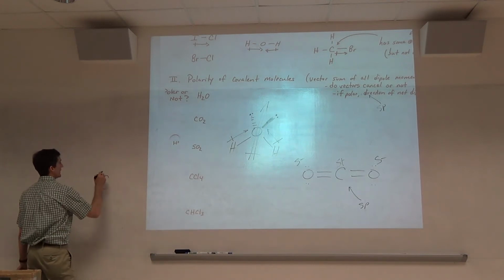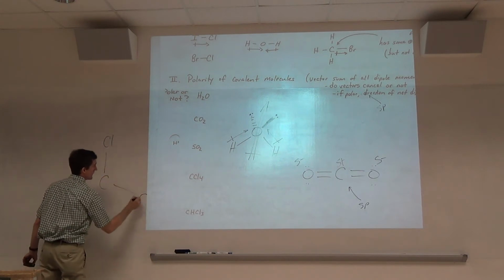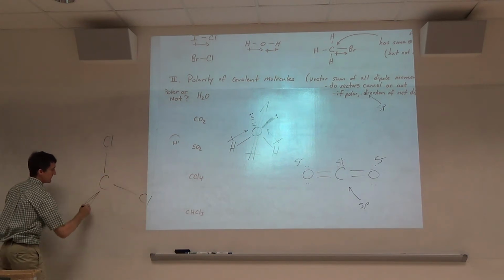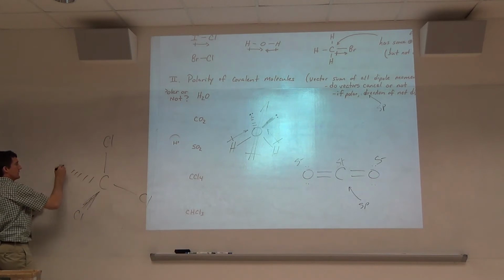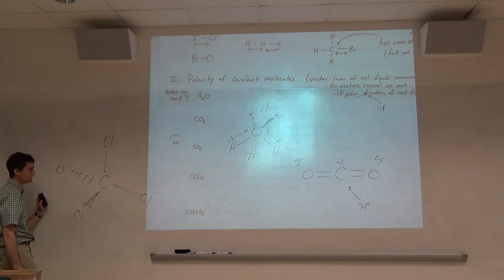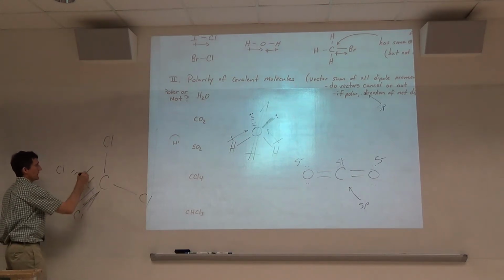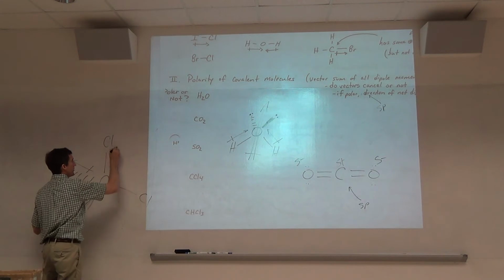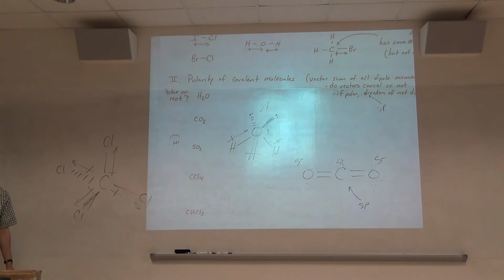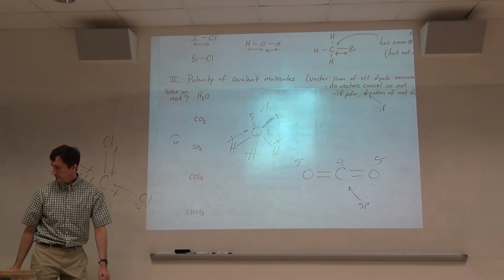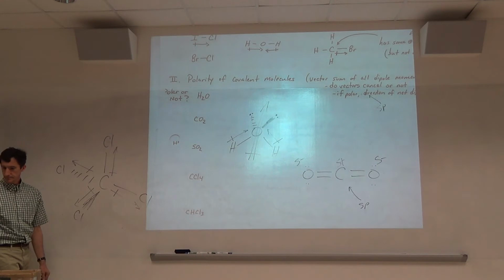sp3. So we have bonds to chlorine, 2 in the plane, 1 forward, and 1 back. This is standard tetrahedral. Every one, we've got 4 polar bonds. Are these equal and opposite? Yes. This is where I should have brought my models, and I apologize for not doing that today.